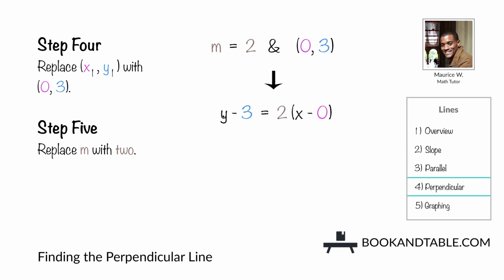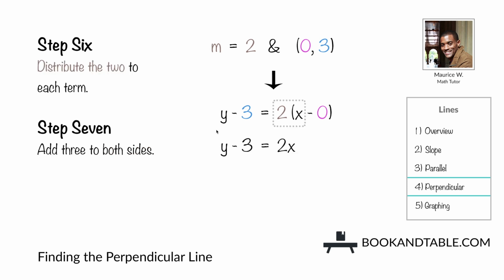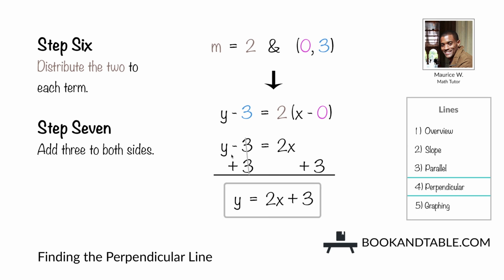Now we have all the information we need for that perpendicular line. So step 6, distribute the 2 to the x and the 0. 2 times 0 is 0, so we won't need to do that. 2 times x is 2x. To isolate y, we want to add 3 to both sides. So we wind up with y is equal to 2x plus 3.